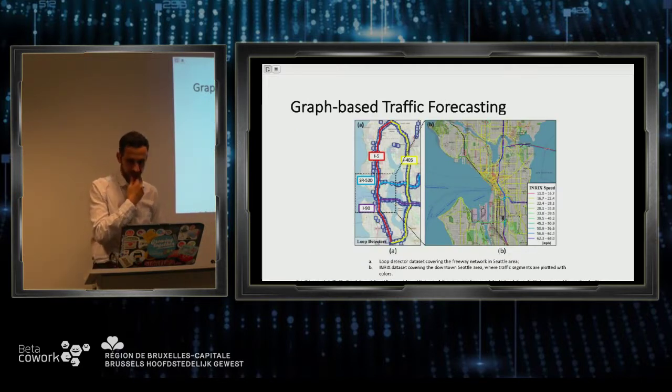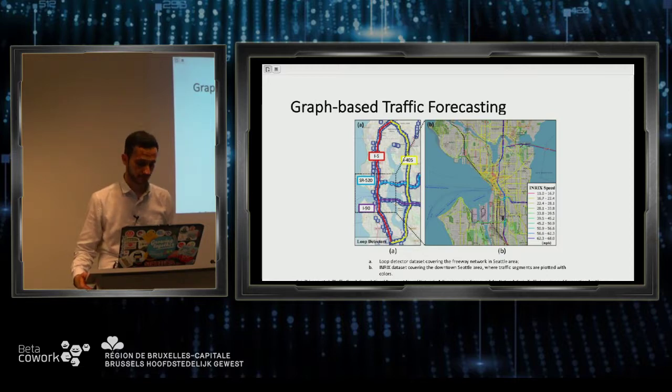So yeah, these are some visualizations from interesting papers, and you see, for example, on the left, a loop detector dataset covering the freeway network of Seattle, and there's another dataset that is covering the downtown Seattle area. So basically these are visualizations of data that are available on the web. If you are interested in this kind of problem, there is available data that you can download and play with, for example, from INRIX.